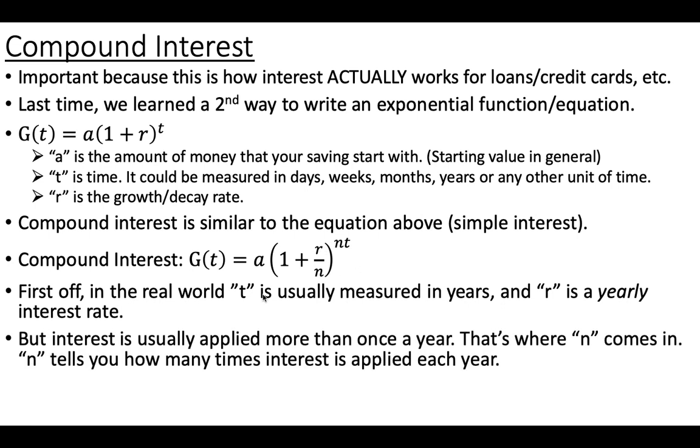Okay, but interest is not just done once a year. Interest is usually applied more than once a year, and that's where the N part comes in. N tells you how many times in the year interest is applied.